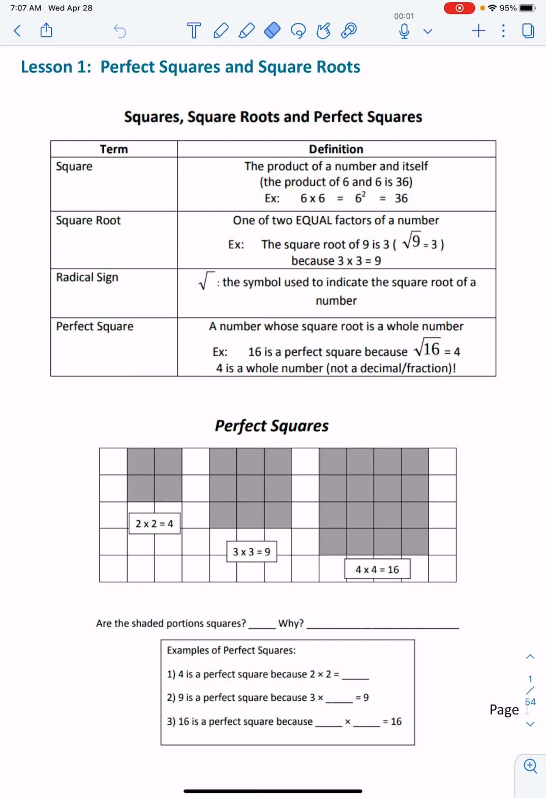Square root is one of two equal factors. The square root of 9 is 3, because 3 times 3 equals 9. The radical sign is the symbol used to indicate the square root of a number. And a perfect square is a number whose square root is a whole number. So for example, 16 is a perfect square because the square root of 16 equals 4. 4 is a whole number, not a decimal or a fraction.